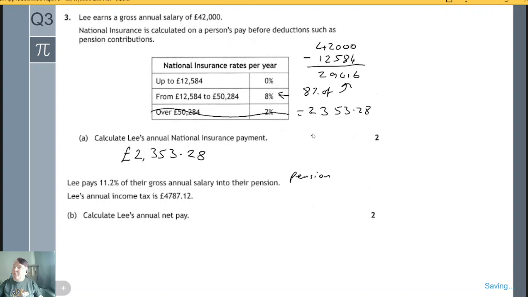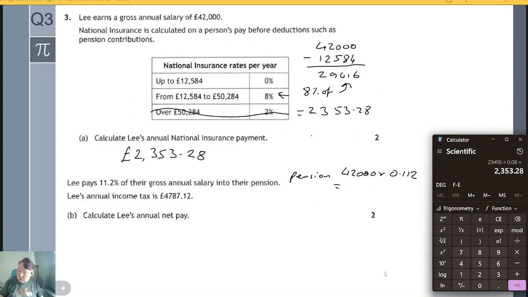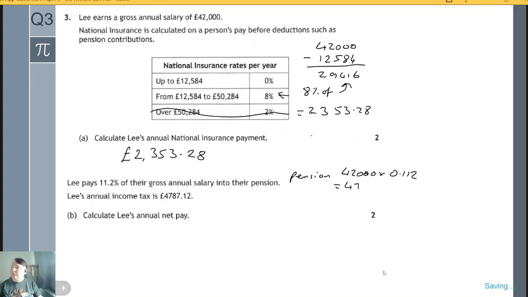So we want 11.2%. So we're going to do the 42,000 times 0.112. That's a terrible zero. 42,000 times 0.112 is 4704. And their annual income tax is 4787.12.